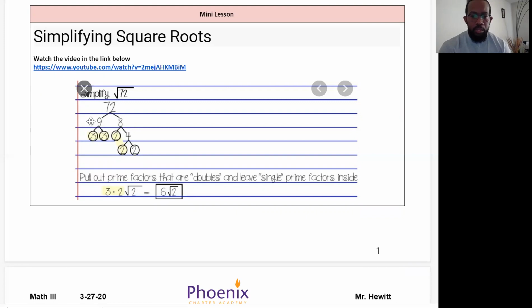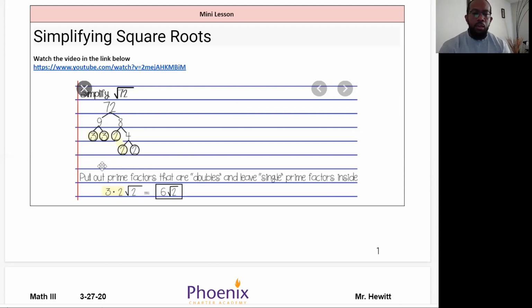Now, we can break down 9 further into 3 times 3, okay? We can break down 8 into 2 times 4, and we can break down 4 into 2 times 2. Notice that now we have all prime numbers. 3 is a prime number, and 2 is also a prime number. Now, notice that we have two 3s and three 2s, okay? Because 3 times 3 times 2 times 2 times 2 gives us 72. Okay, 3 times 3 is 9. 9 times 2 is 18. 18 times 2 is 36. And 36 times 2 is 72.